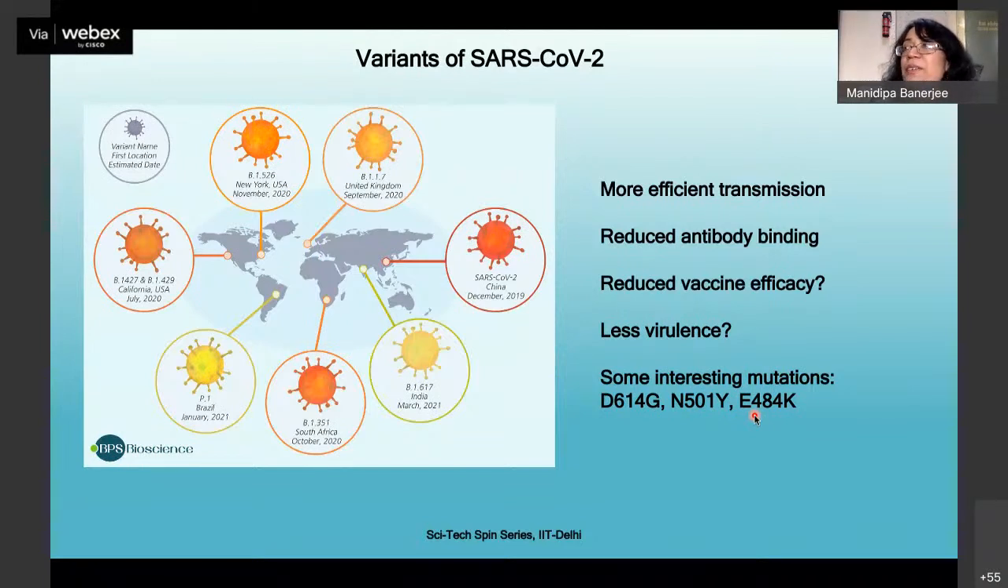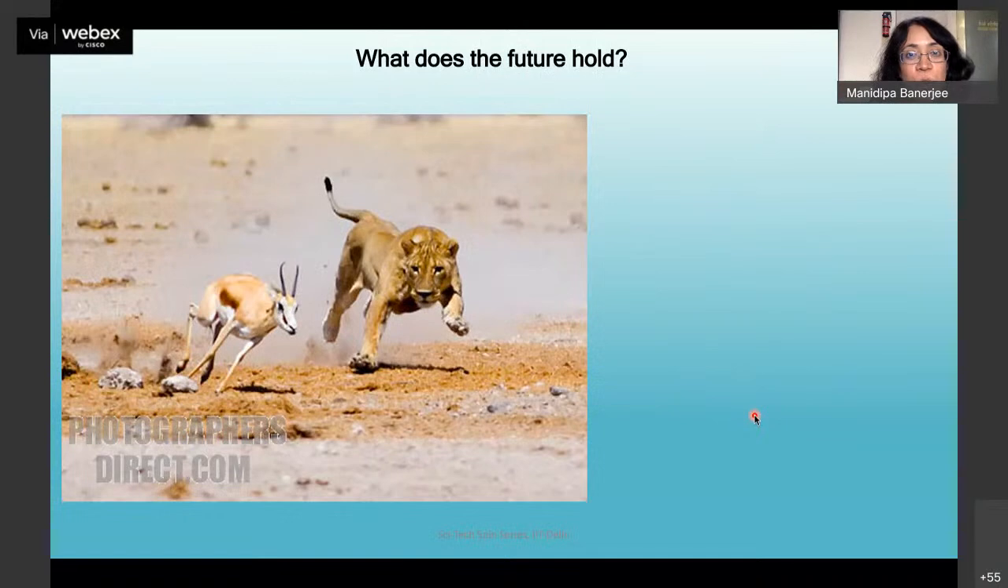But the influenza virus pandemic in 1918 has been followed by relatively smaller outbreaks, which have also killed a lot of people, but relatively smaller compared to what had happened in 1918. So it may be possible that we are going in that direction, but again, it is impossible to predict what will happen. So what does the future hold?